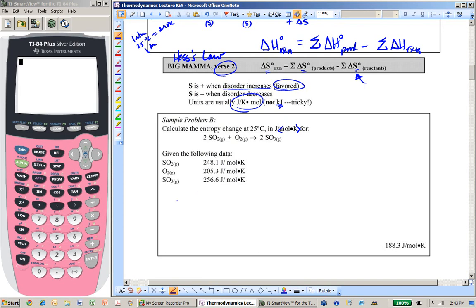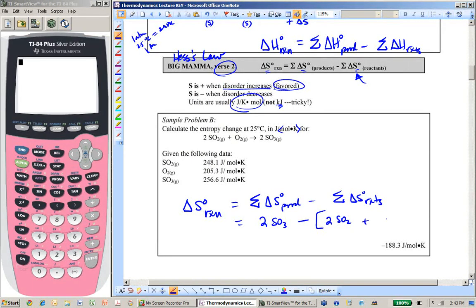Okay, so what do we have here? We have delta S of the reaction at standard conditions, the sum of the S naughts of the products minus the sum of the S naughts of the reactants. What does that look like? Look at your balanced equation. Product: 2 times the SO3, minus 2 times the SO2 plus an O2. And then I like to look up there and get the numbers. I know you don't want to do that step. I know it just violates everything in your lazy little teenager body to even think about doing it.